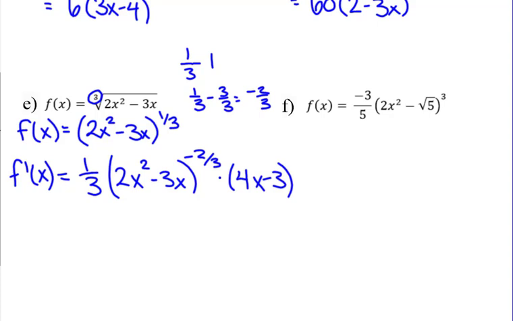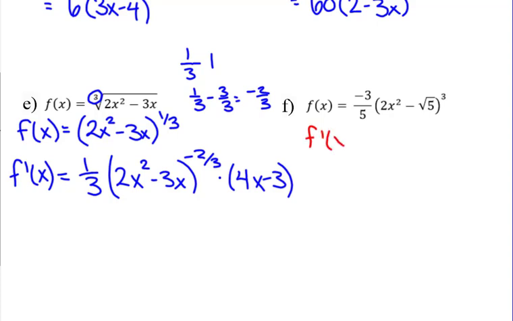All right, so f of x is equal to negative 3 over 5 times 2x squared minus the root of 5, all that cubed. Personally, again, I don't like the look, so I'm going to change that. So I'm going to have 2x squared minus 5 to the, well, actually, you know what? Just kidding. I do like the look. Root of 5 is just a number. There's no variable with it, so I'm actually not going to change it.